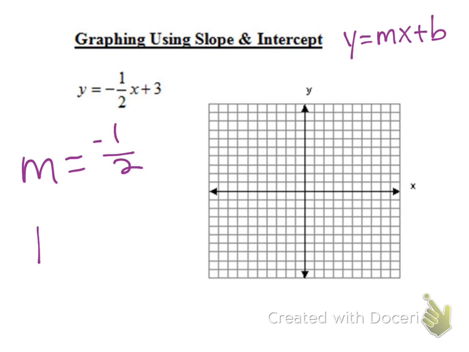And then B is what? 3. Remember, B tells you where to begin on your y-axis. M tells you where to move next. So start up 3, 1, 2, 3 on the y-axis. Then we're going to use slope, rise over run, to find our next points. If I rise a negative, that's actually going down. Run is positive, so go right. So go down 1, right 2. Put a point. Down 1, right 2. Put a point.